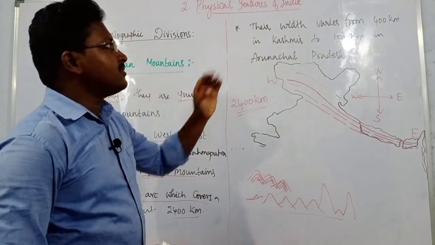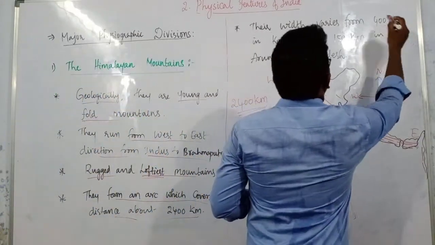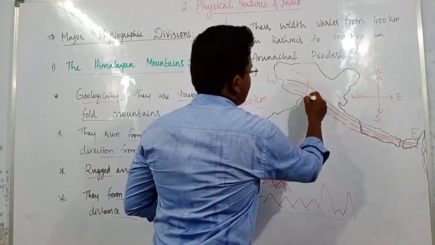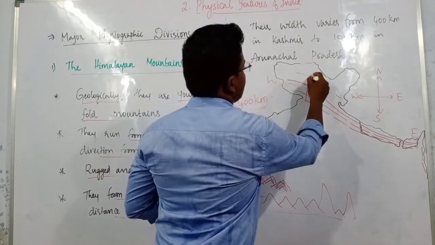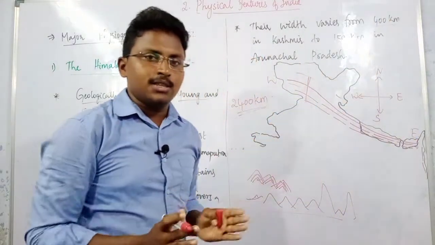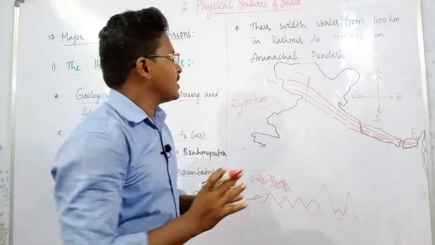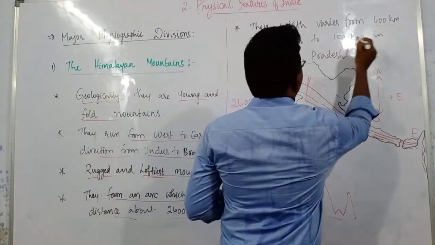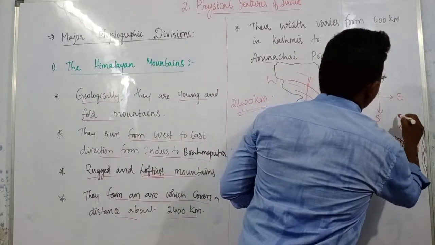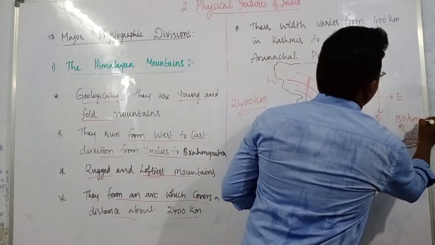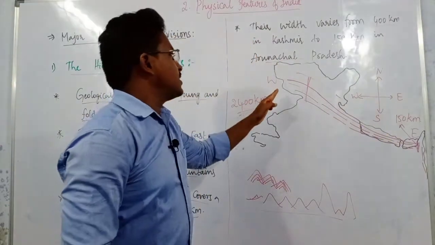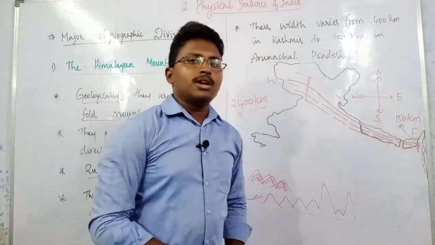Then their width varies from 400 kilometers in Kashmir. Width means the breadth, that means the size of these Himalayas in Kashmir is around 400 kilometers, and to 150 kilometers in Arunachal Pradesh. That means in this region, the width is around 150 kilometers in Arunachal Pradesh, and in Kashmir the width is around 400 kilometers.